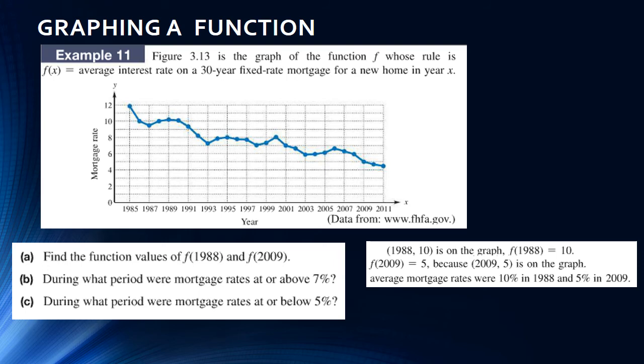We're going to go across the graph until we hit 2009, because f of 2009 asks what is the y value when x is 2009. So we go along the x-axis to 2009, then go up to the graph, or down to the graph. In this case, it's up, and then look at the y value. What is the y value? We take this y value across, and we see that it's 5%. Okay. So f of 2009 equals 5 because this point is on the graph.